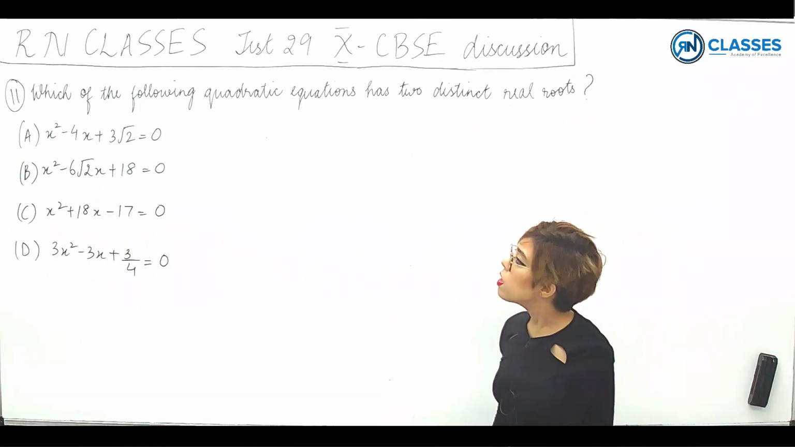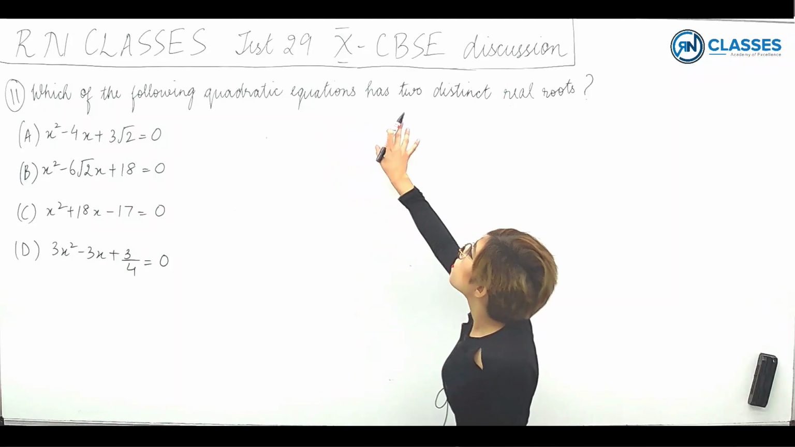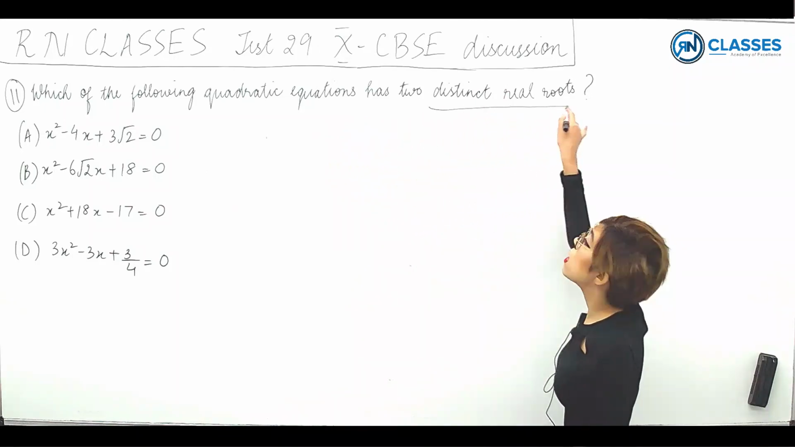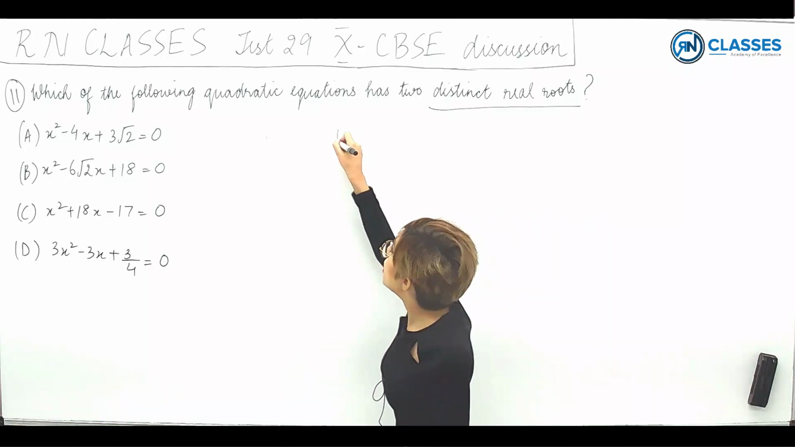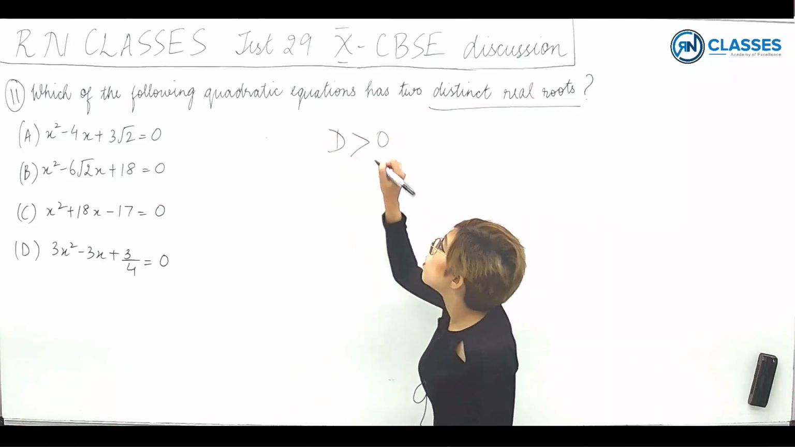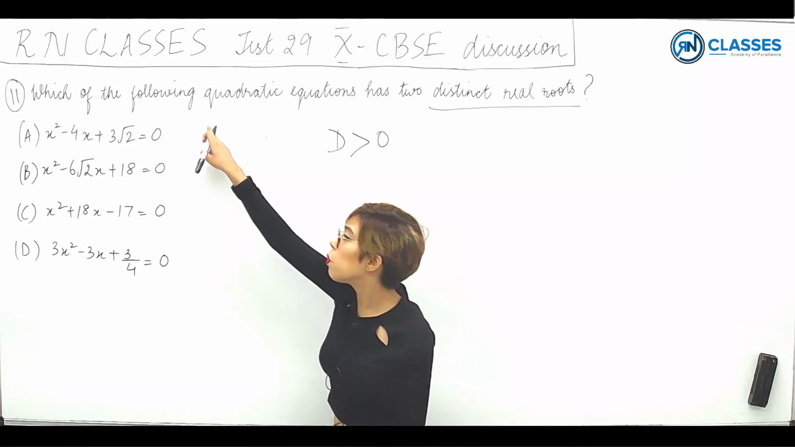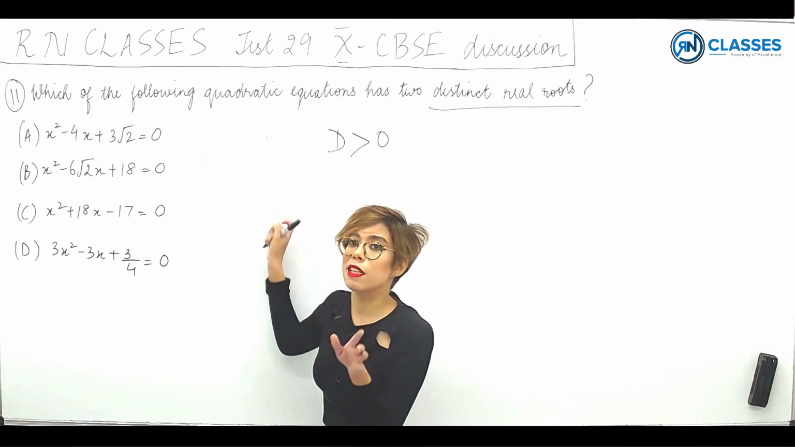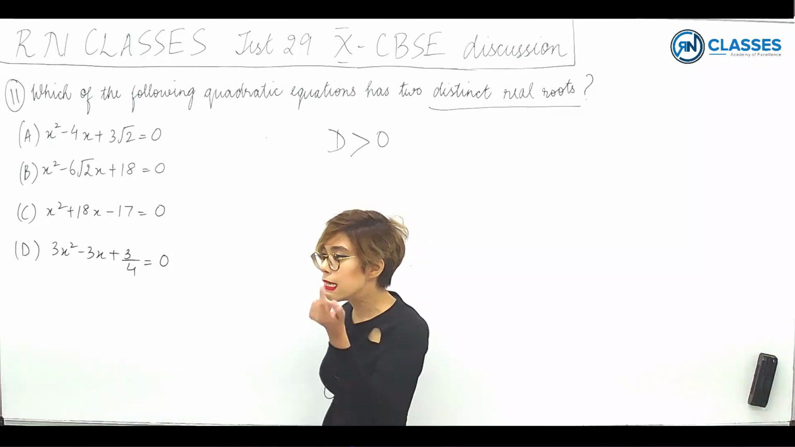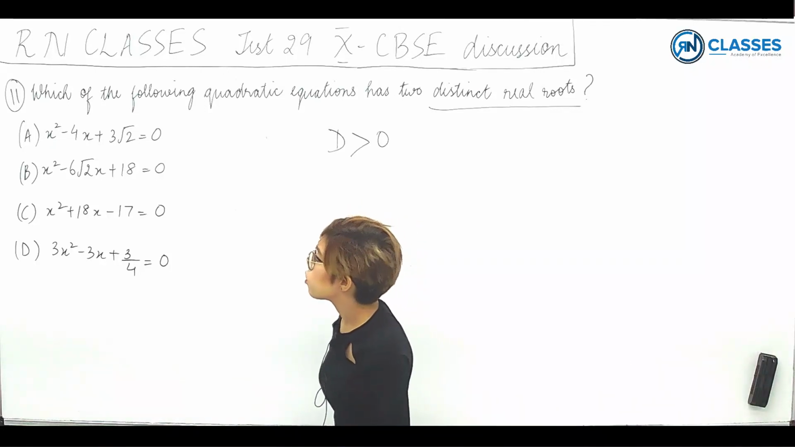Alright, so the next one. Which of the following quadratic equations has two distinct real roots? Now, condition for two distinct real roots: discriminant should be greater than 0. For which quadratic equation is the discriminant greater than 0? Now let's check.